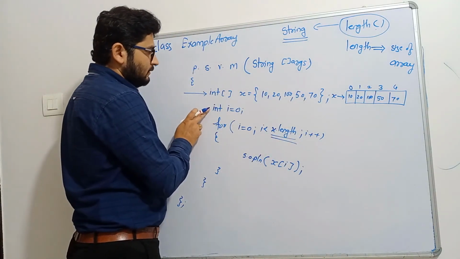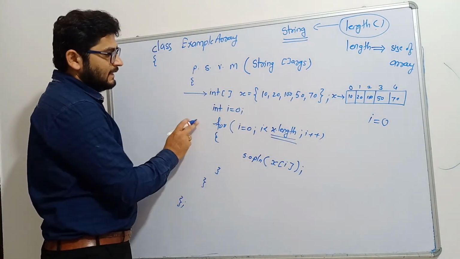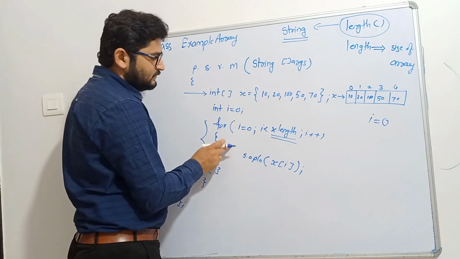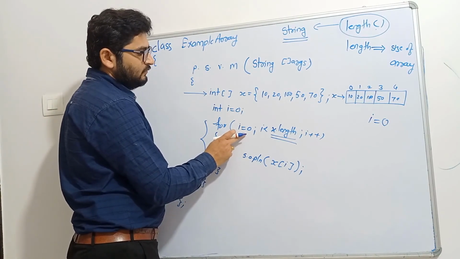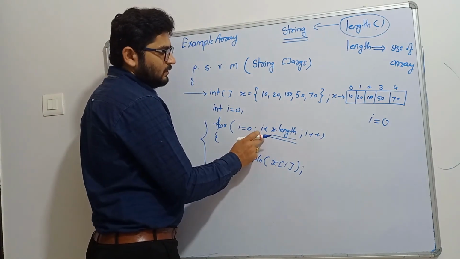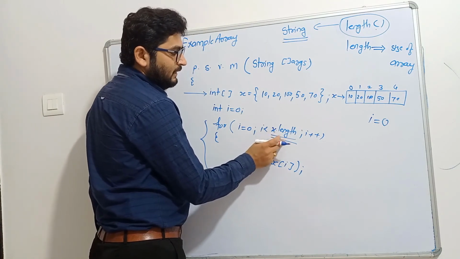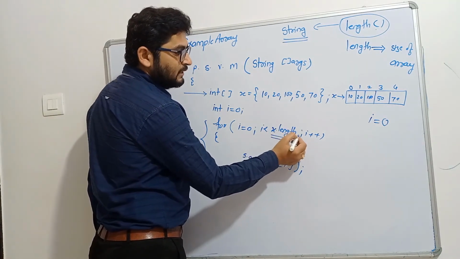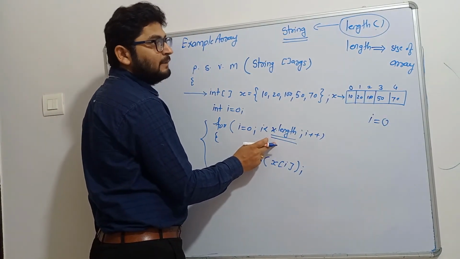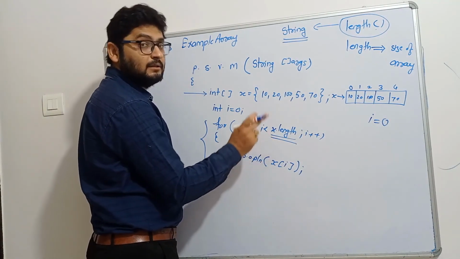Now I am using one variable I, the value of which is equal to 0. And then I have this for loop. In this for loop, initially we are initializing I to 0, that is already 0. Here we are checking whether I is less than x dot length or not. Again I am repeating, this length is a variable. That's why the opening and closing brackets are not there. Whenever you want to find the size of an array, you have to use the length variable, not the length method.